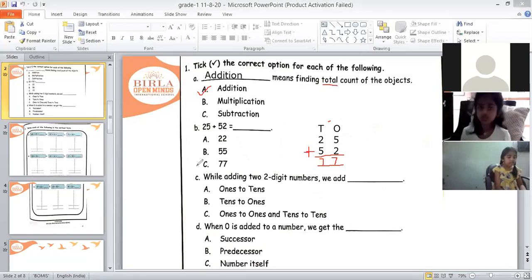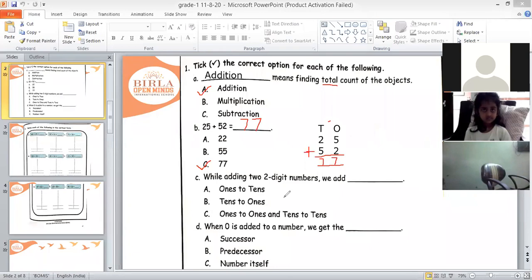So we will put a tick on option C. Option C is correct, children. Answer is 77. So we will put a tick here and we will write this answer in this blank space also. So answer is 77. So we will write this answer here. Okay, and you have to put a tick also.